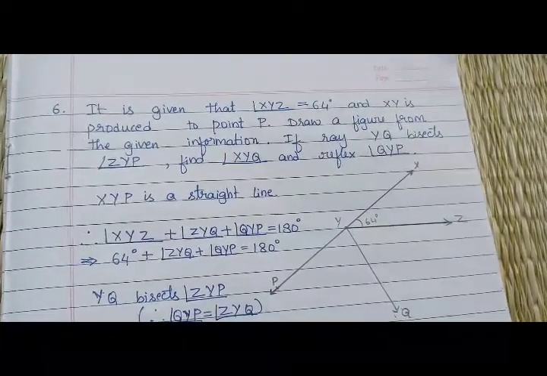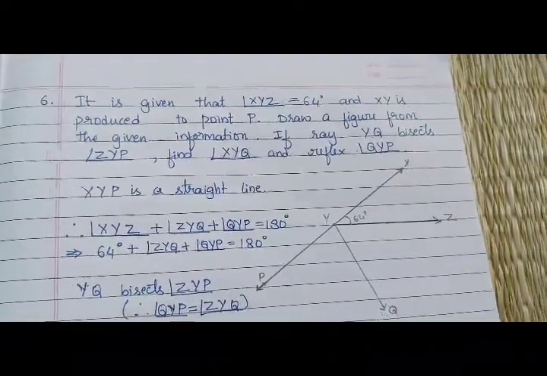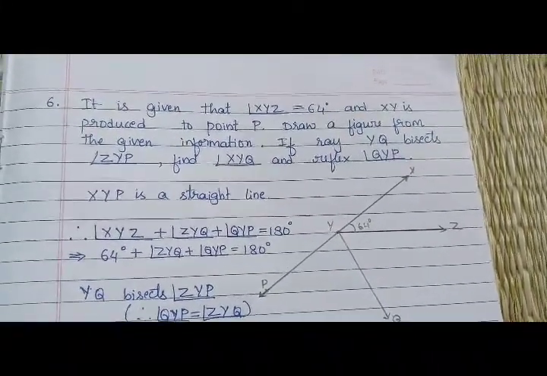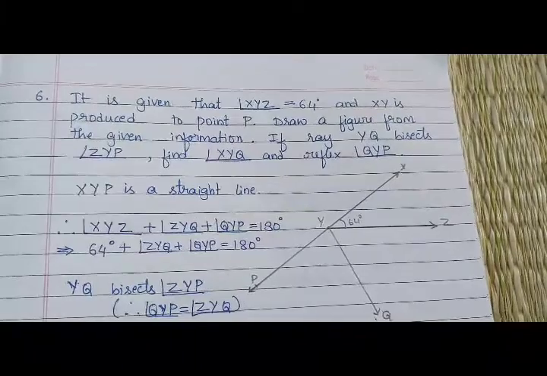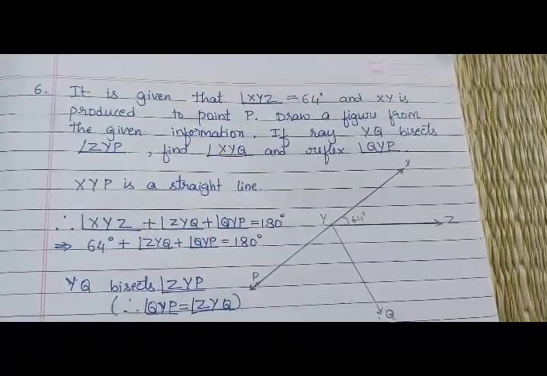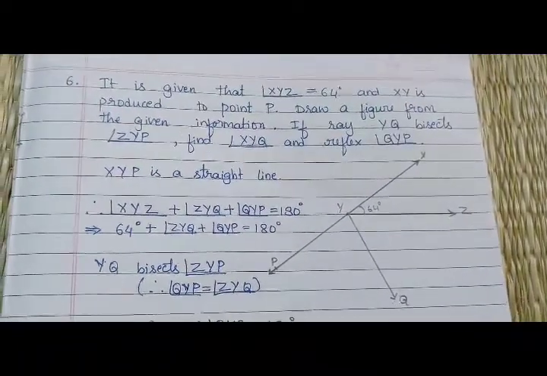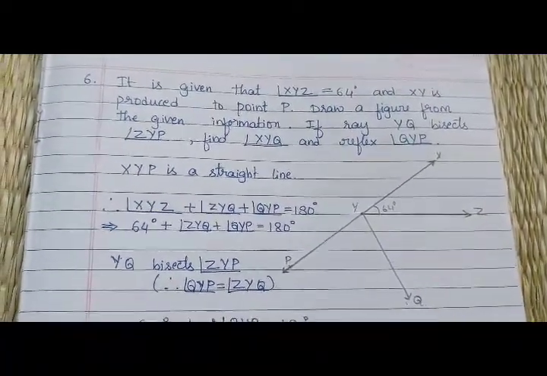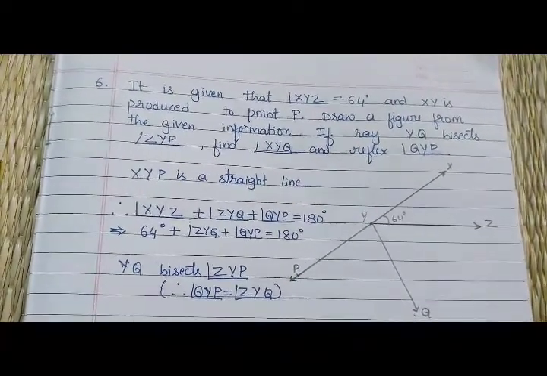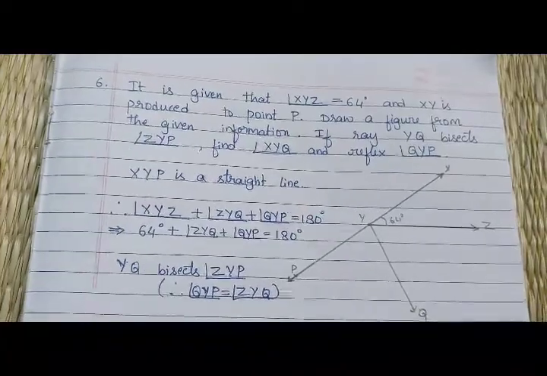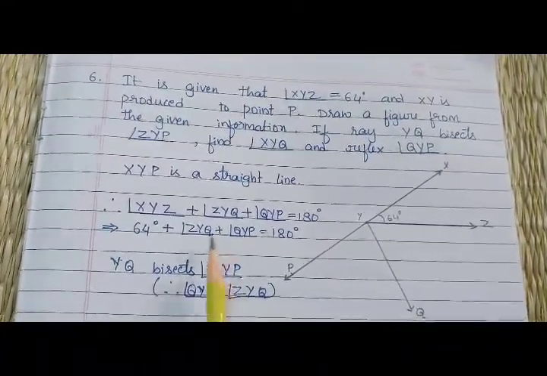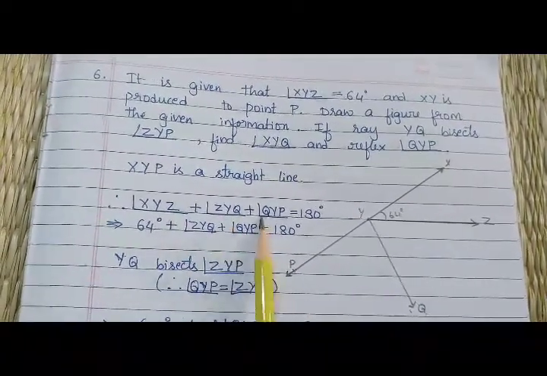It is given that angle XYZ is equal to 64 and XY is produced to point P. Draw a figure from the given information. If ray YQ bisects ZYP, find angle XYQ and reflex of QYP. XYP is a straight line. They have already given it. Therefore, angle XYZ plus ZYQ plus QYP is equal to 180. Linear angles ಅಲ್ವಾ. 64 ಪ್ಲಸ್ ಅದನ್ನು ಸಬ್ಸ್ಟಿಟ್ಯೂಟ್ ಮಾಡ್ಕೊಂಡಿದ್ದೀನಿ. ಇದ್ರ ಬೆಲೆ ಇಲ್ಲಿಗೆ, ಇದನ್ನು ಹಾಗೆ ಇಟ್ಕೊಂಡಿದ್ದೀನಿ, ಇದು ಹಾಗೆ ಇದೆ.